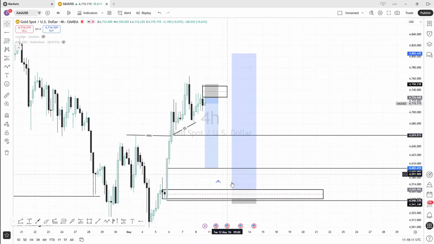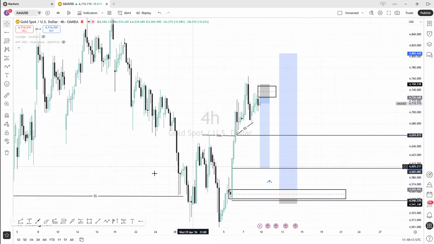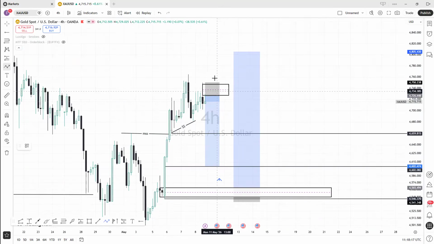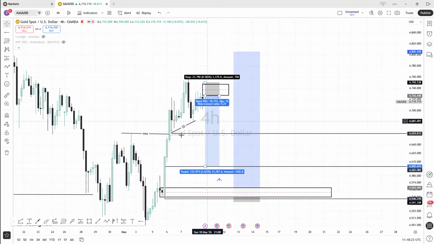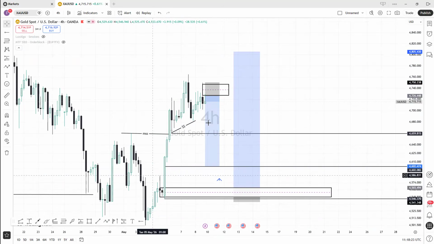Okay, I think it is clear until there. In case price opens with a gap upside, we'll wait for mitigation and then continue with the bullish move. But it will never buy before it takes out this liquidity.